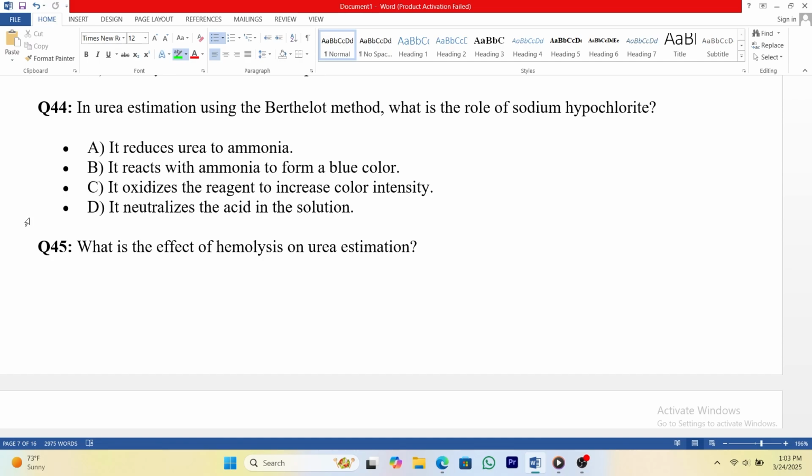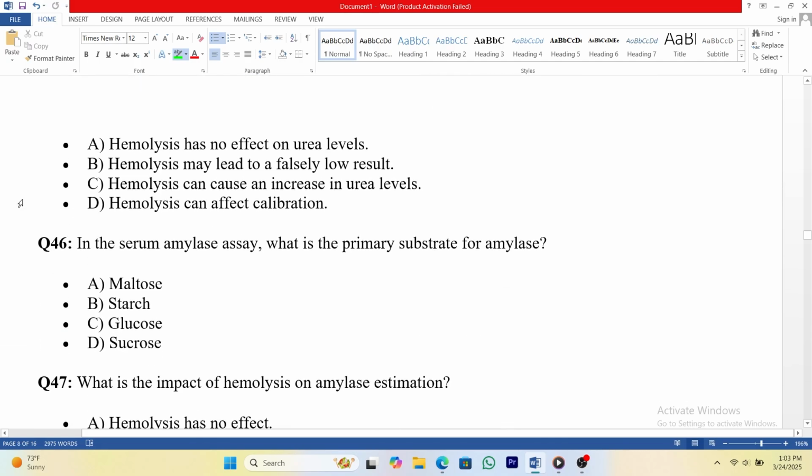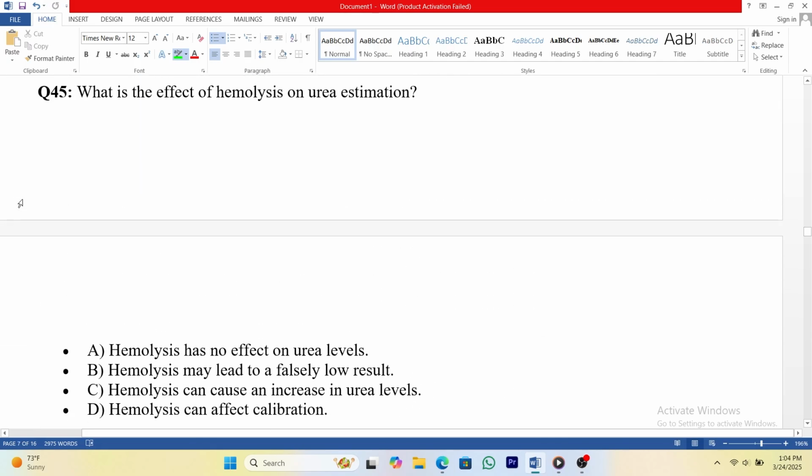44. In urea estimation using the Berthelot method, what is the role of sodium hypochlorite? A. It reduces urea to ammonia. B. It reacts with ammonia to form a blue color. C. It oxidizes the reagent to increase color intensity. D. It neutralizes the acid in the solution. Answer: B.